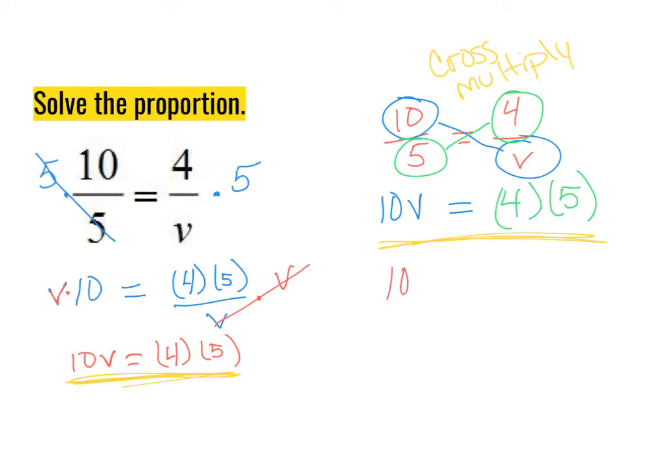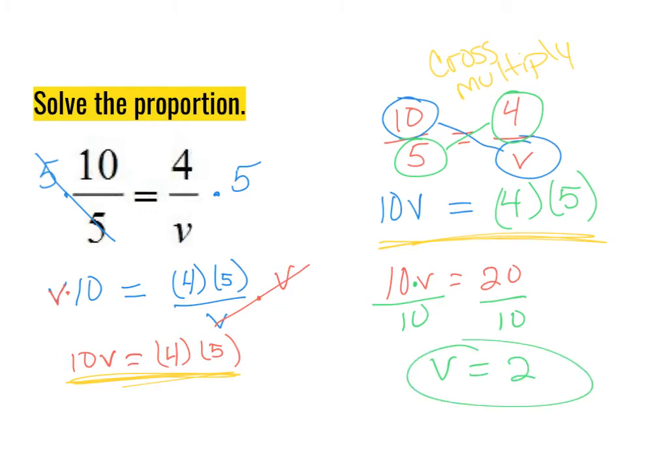So 10v equals 20. 10v is being multiplied, so I will divide. So v equals 2. And this means that if v was replaced with the number 2, my two ratios would be equivalent.